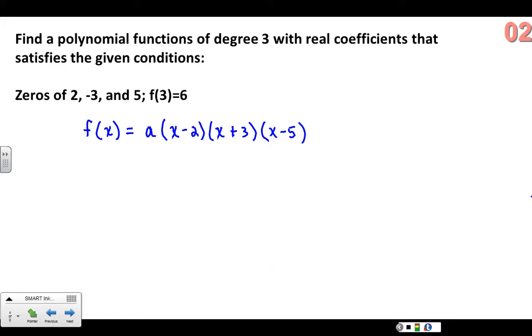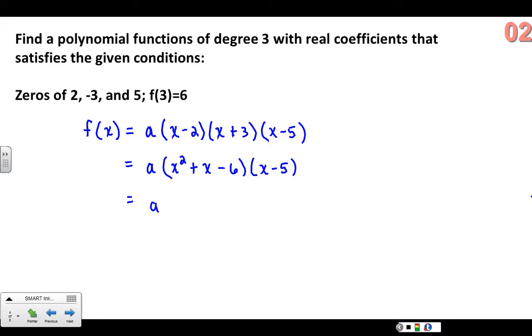So let's see what we've got so far. We can multiply all this out together. If I multiply the first two together, that would be x squared plus 3x minus 2x, so plus x, then minus 6, times the x minus 5. And then we can multiply those also.